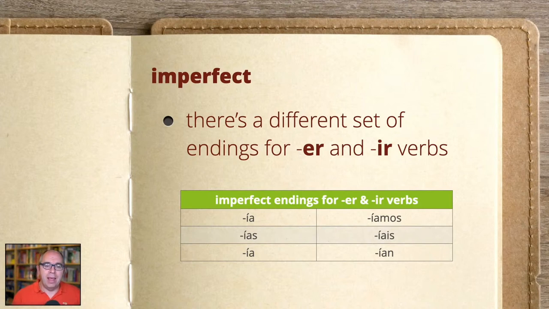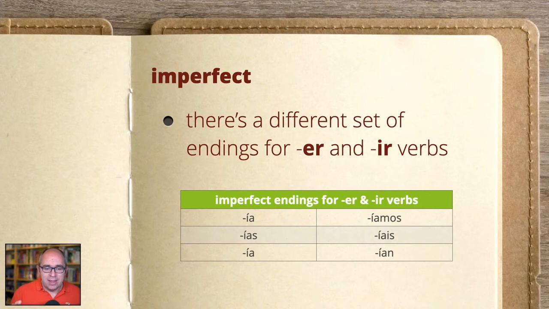Let's take vender, to sell. I was selling, vendía. You were selling, vendías. He or she or it was selling, vendía, or usted vendía. We all were selling, vendíamos. You all were selling, vendíais. And they were selling, vendían, or ustedes vendían. The same would work for an IR verb. Let's take abrir, to open. So abría, abrías, abría, abríamos, abríais, abrían.